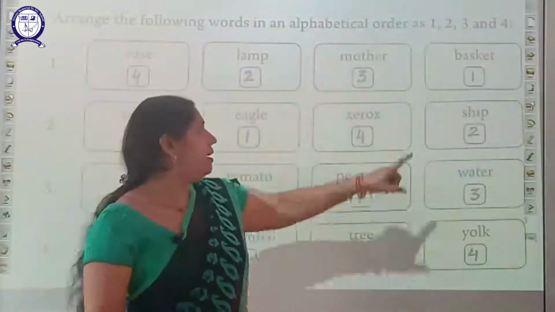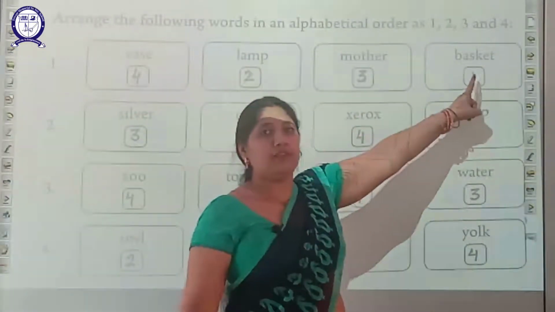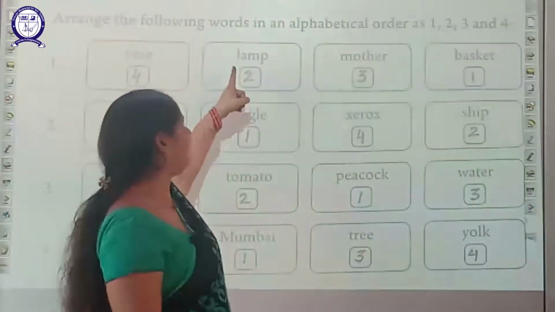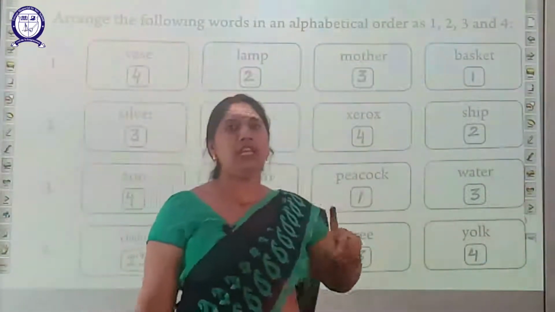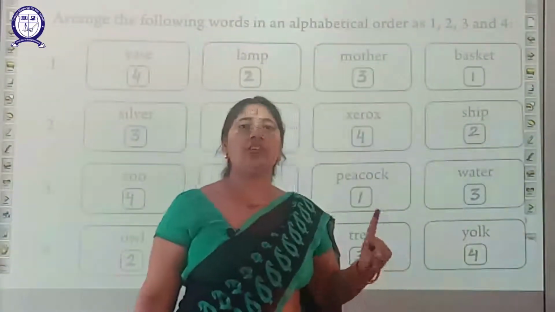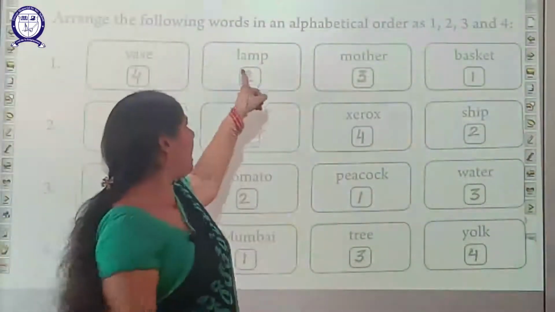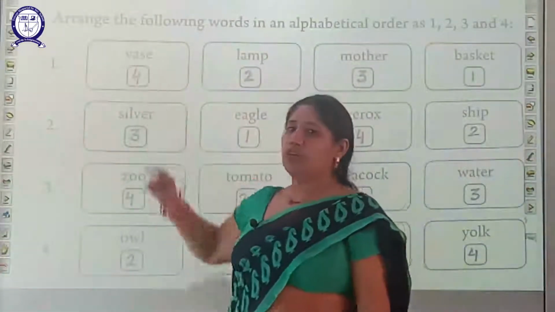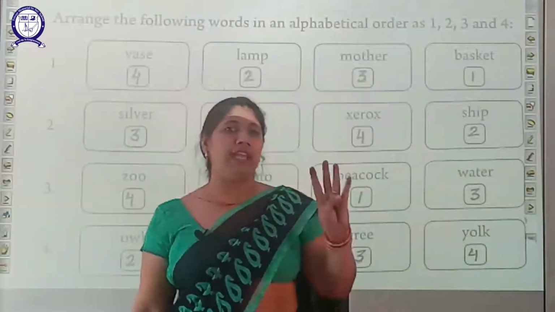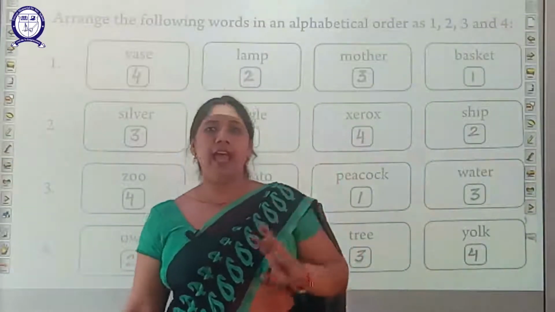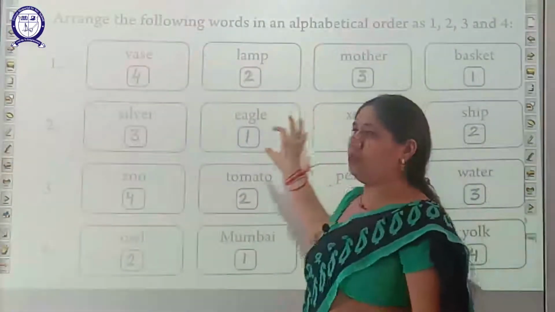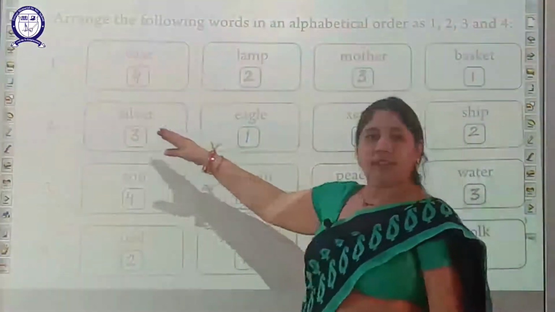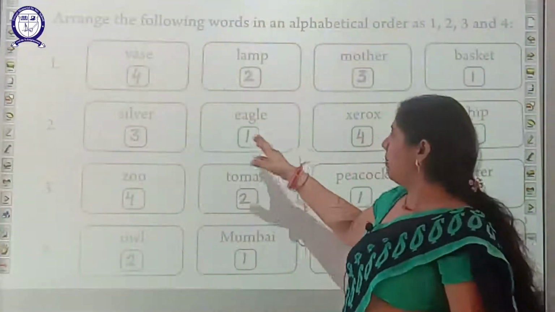So firstly, number one is basket, that is started from B. After that L. B, C, D, E, F, G, H, I, J, K, L. Then M. And after that vase. So we have to speak out like A, B, C, D. And which word is starting from the alphabet we have to mention here. 1, 2, 3, 4. Let's do the next example.